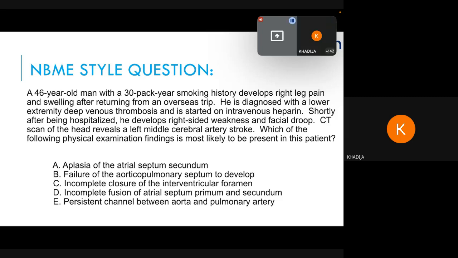Perfect. So we discussed paradoxical emboli, right? And we discussed that paradoxical emboli can only occur this way. It's also one of your UWorld MCQs.